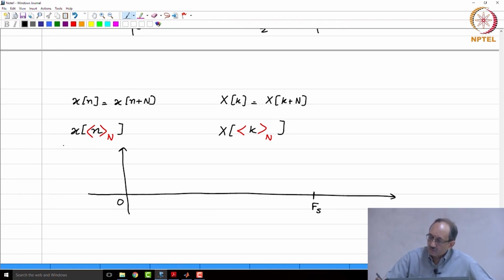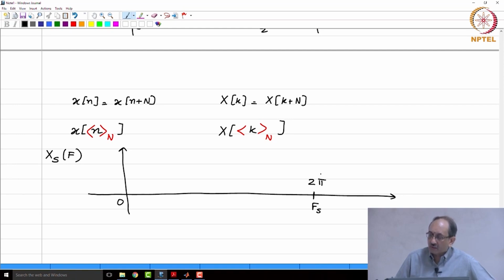That is, I am talking about X_s of capital F. I am showing now this in capital F. Earlier we had seen this as X_s of capital Omega, and instead of Fs we denoted this point as omega s. All I have done now is scale it by 2 pi so that the repetition is Fs rather than omega s. We also know that when this is mapped to the DTFT, this Fs will get mapped to 2 pi.